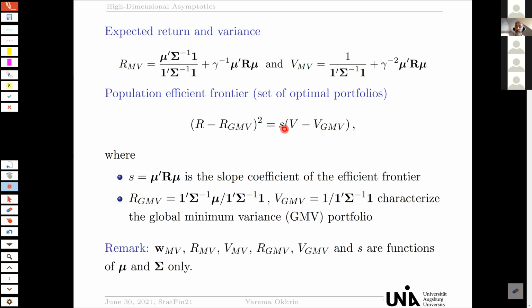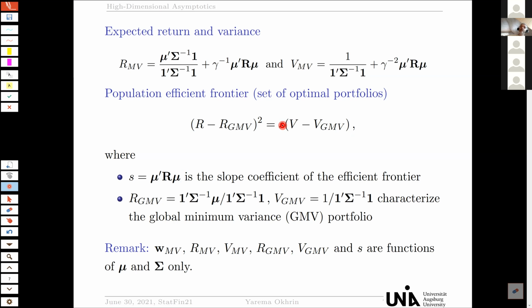So R and V are the running parameters. On the horizontal axis is V, on the vertical axis is R. And then R_GMV and V_GMV are the expected return and the variance of the global minimum variance portfolio. It means the risk aversion coefficient goes to infinity. And s is a very important parameter. It is the slope coefficient of the efficient frontier. So if s is very small, then the efficient frontier is very flat.